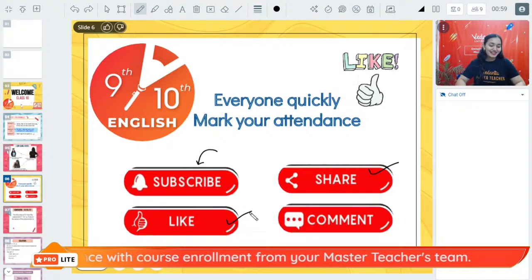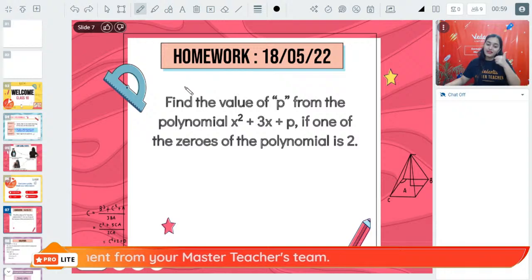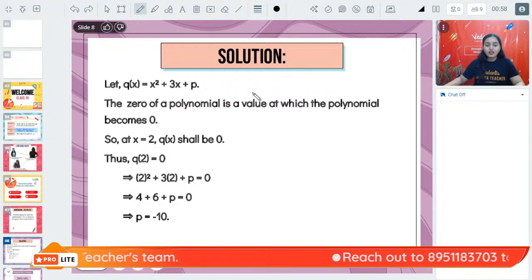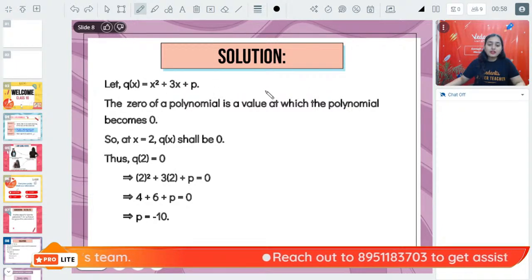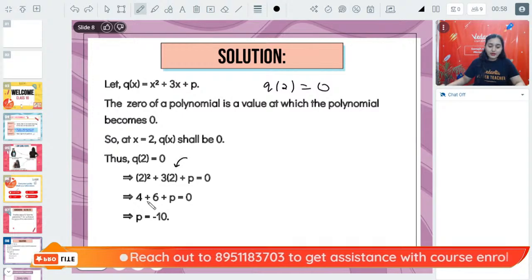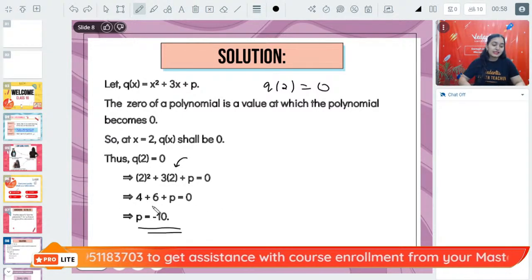Talking about the homework of the previous lecture: find the value of p if one of the zeros of the polynomial is 2. Very simple question. If one of the zeros of the polynomial is 2, then the polynomial at 2 will be equal to 0. Put the value 2 in the equation. 2 twos are 4, 3 twos are 6, plus p is equal to 0. So p will be minus 10.